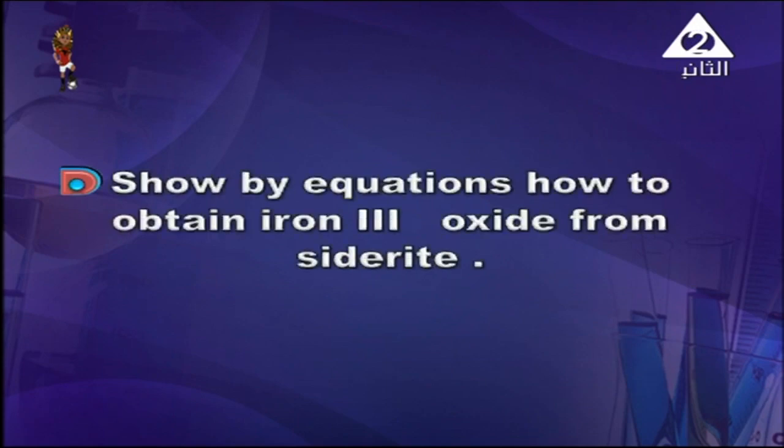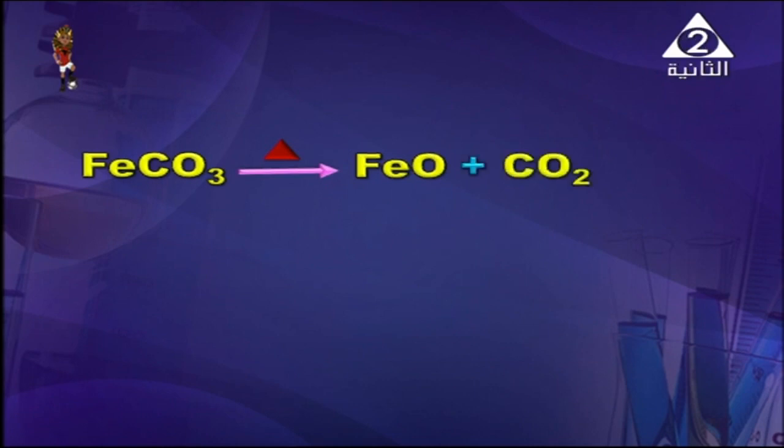Show by equation how you can obtain iron 3 oxide from siderite. Yes, we studied siderite many times. Siderite here means iron carbonate, FeCO3. By heating, what will it be? It will be FeO and carbon dioxide gas evolved.